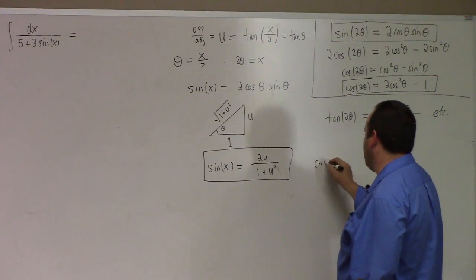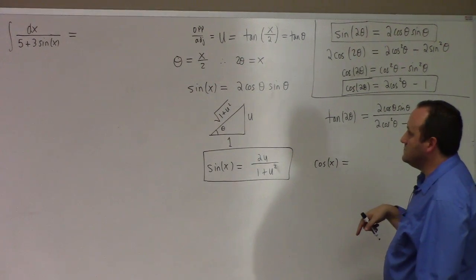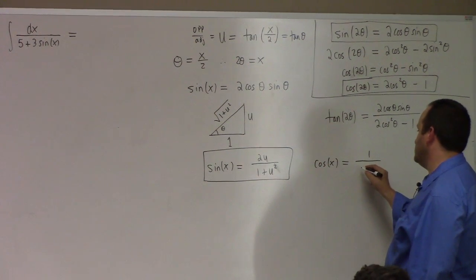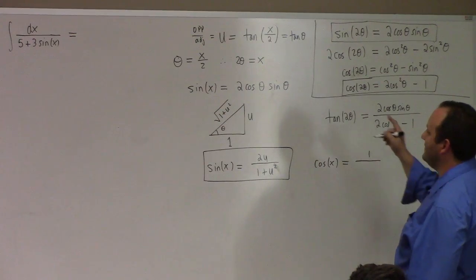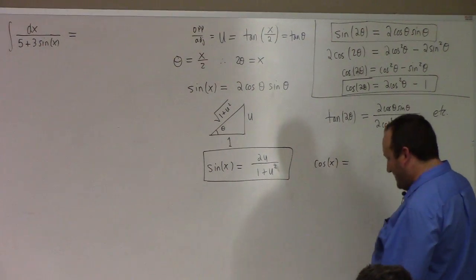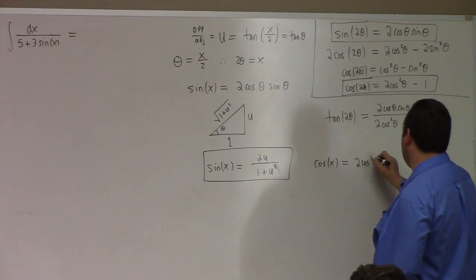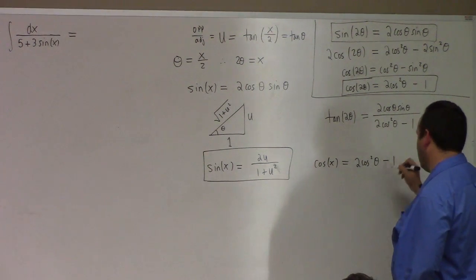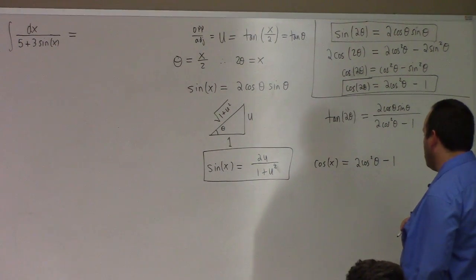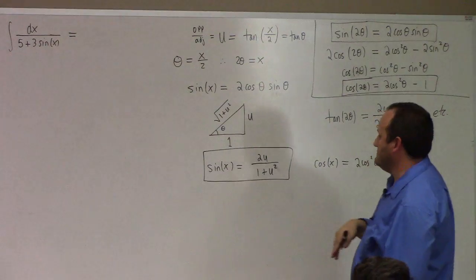And how about cosine x? Well, you can see what cosine of x is in terms of u as well now that we've drawn this triangle. Cosine of x is what? Oh, I'm sorry, that's not the thing to look at, is it? Cosine of x is 2 cosine squared theta minus 1. That's one way we could look at it. Maybe the square root of 1 plus u squared. There are 2 square roots, one from this one and one from that one.